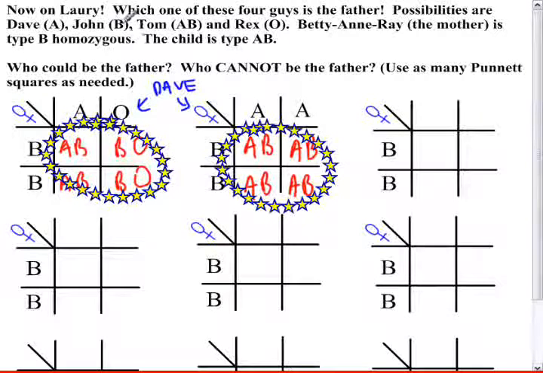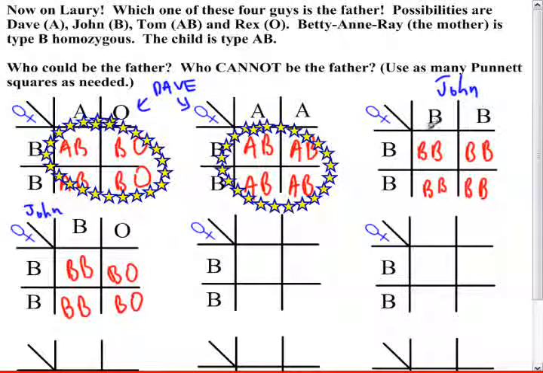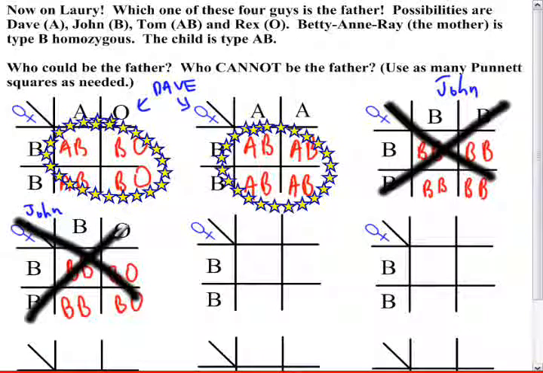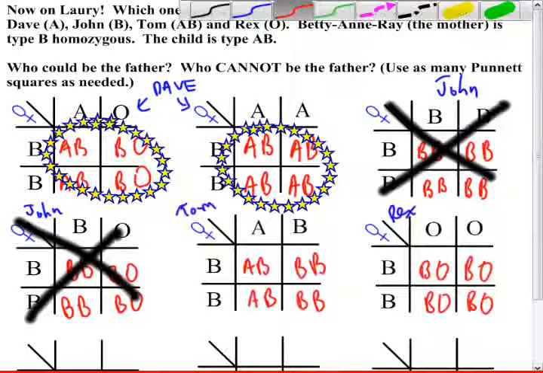Now let's consider John, type B. Now with John, if John is homozygous B, there is no possibility of an AB child. And if John is heterozygous B, there is also no possibility of an AB child. So John is consistently ruled out as being the father. Now we have 2 more possibilities, Tom with AB and Rex with O.